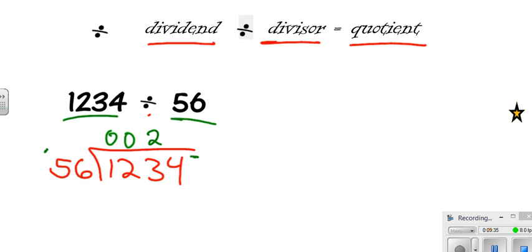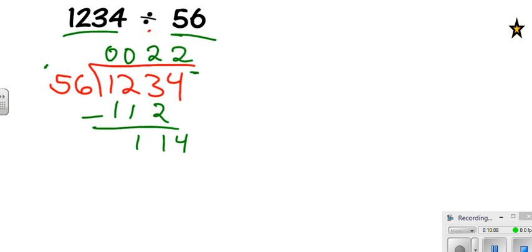2 times 56 then. It's going to put a 2 down here, carry a 1, and it's going to give us 112. We're then going to subtract, and we're going to get an answer of 114. And once again, we can quickly see that, okay, once I've done that subtraction, it's going to go in 2 more times again and give me an answer of 112 again. Had to extend that page a little bit, with the 2 left over.